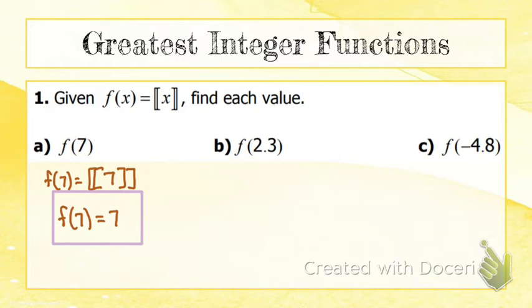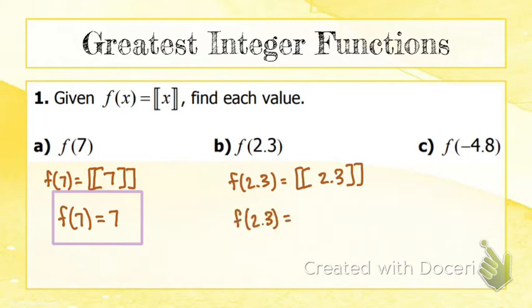But for part B, f of 2.3, we want the greatest integer, or think number line numbers, that is less than or equal to 2.3. So I like to think of this as rounding down. We're just always going to round down if it's not already a whole number. So f of 2.3 is going to round down to 2. And that's our answer.